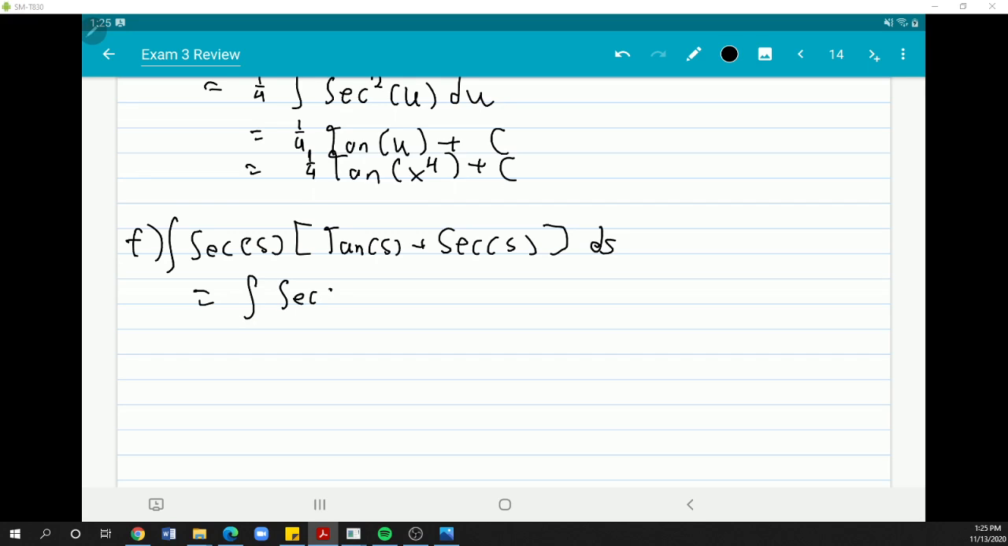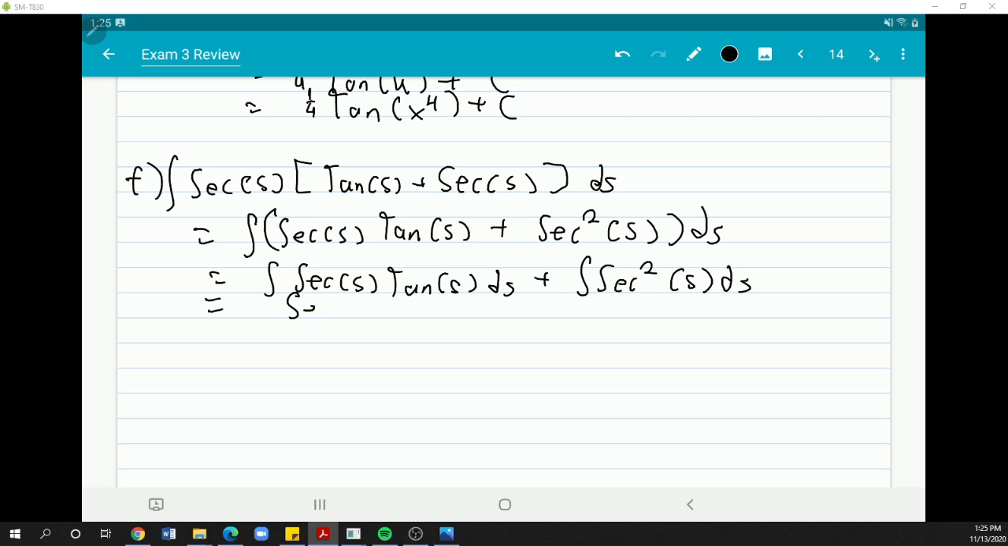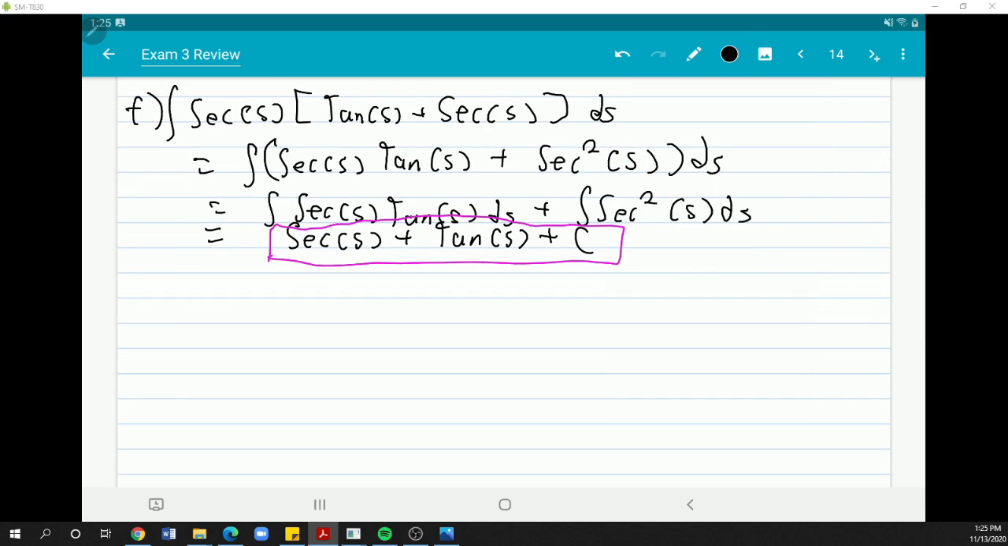And I get integral of secant S tangent S plus secant squared of S ds, equals integral of secant S tangent S ds plus integral of secant squared S ds. And this is equal to secant S plus tangent S plus c, just from knowing those derivatives. All right, 2/3 of the way done.